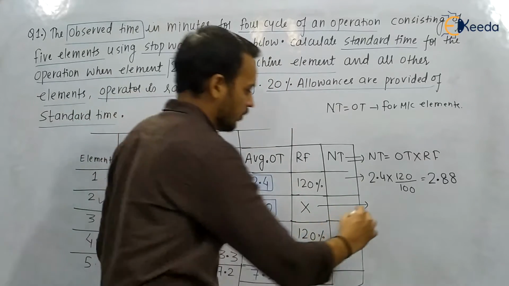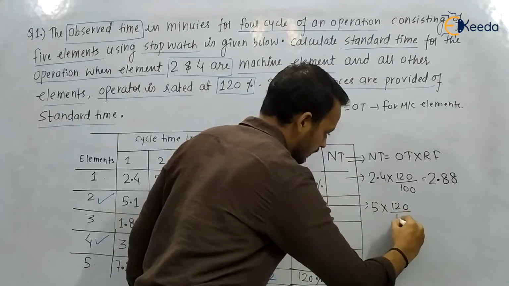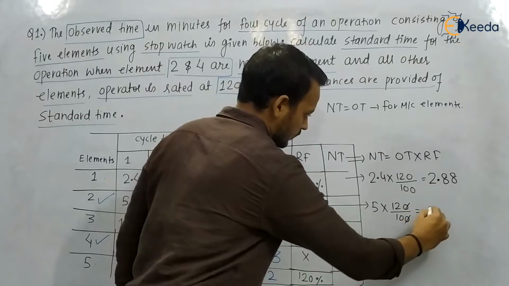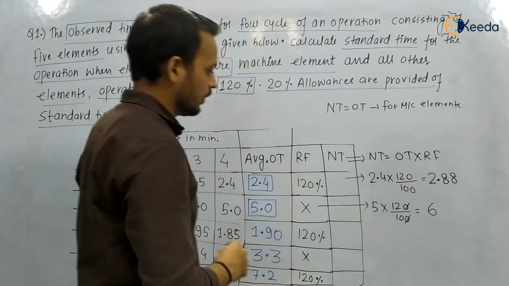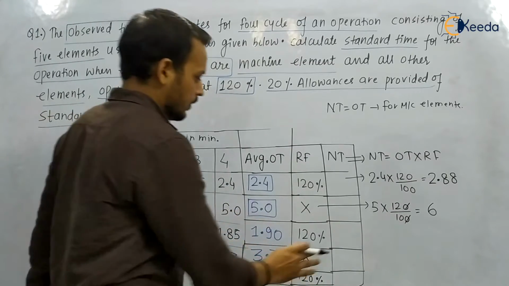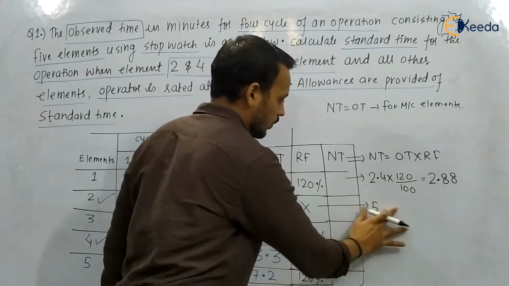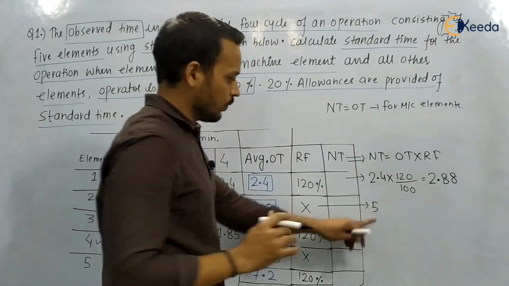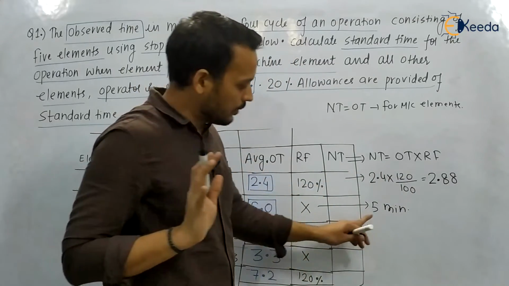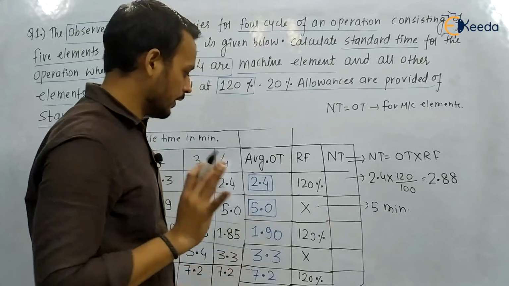For the second, the observed time is 5. Performance rating is 120%. Sorry, the observed time is 5 and it is a machine element, so there is no performance rating. The normal time is only 5 minutes, because no rating factor has been provided.